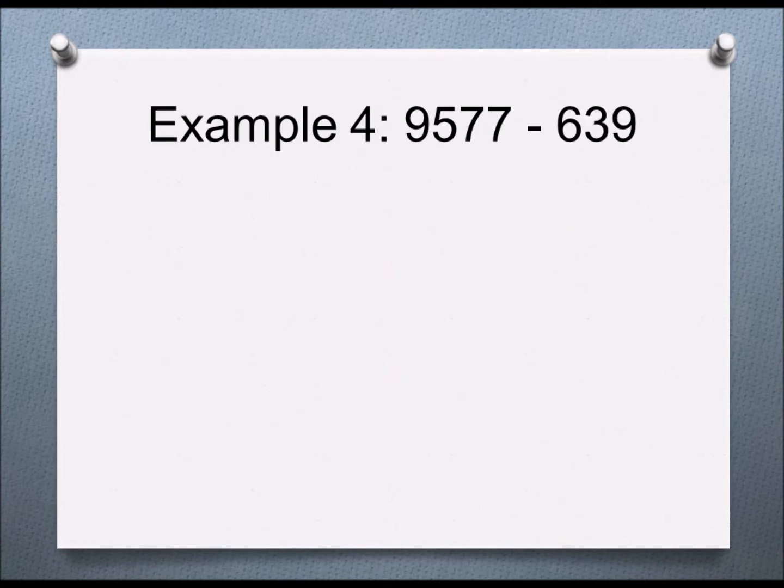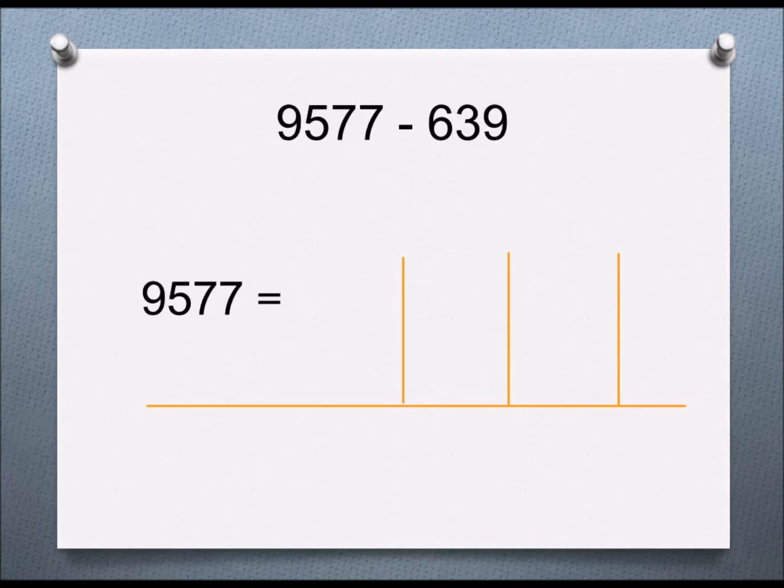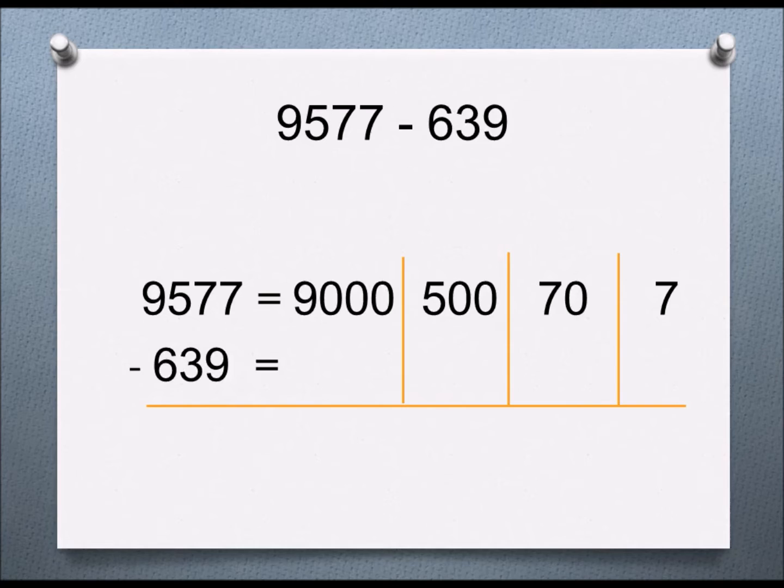Okay, example 4, we have 9,577 minus 639. So let's go ahead and separate that as 9,570 and 7. And then we're going to separate the second number as 600, 30, and 9. So again, in the first column, we have the ones, so we cannot subtract the 9 from 7.